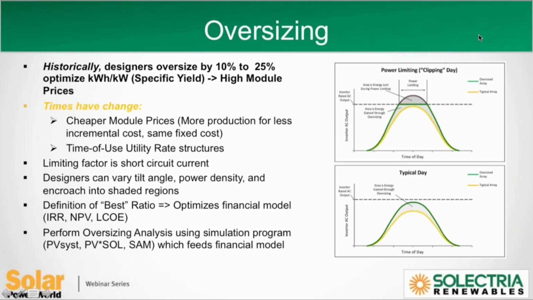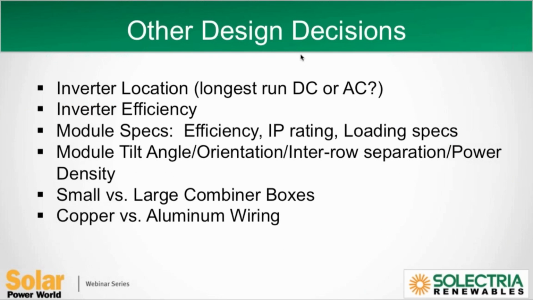So if you utilize a higher DC to AC ratio, then you can ensure that you're going to have the maximum production when the energy is available. In the next slide, there's basically a list of other design considerations, and we don't have time to go through all of these. We could spend a whole webinar talking about these.